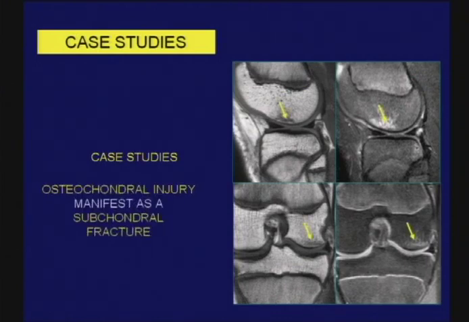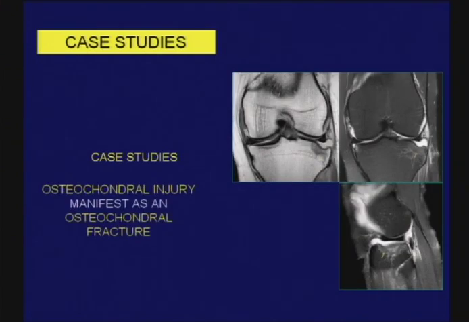In this example, I think that the best description would be that this is an osteochondral injury that is manifest as a subchondral fracture. That's how I would describe this particular case. A second case. This is an osteochondral injury manifest as an osteochondral fracture with depression of the subchondral bone plate by whatever, and you would measure it and try to figure that out.